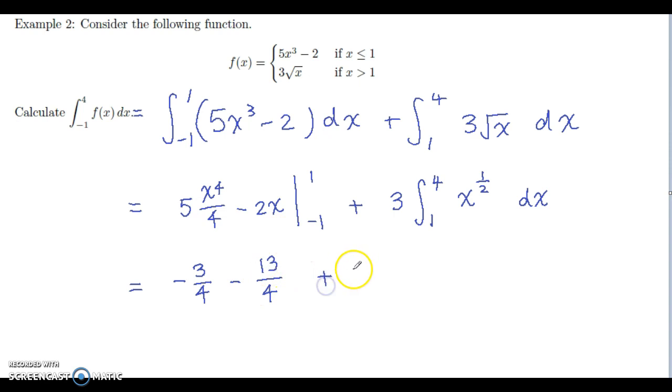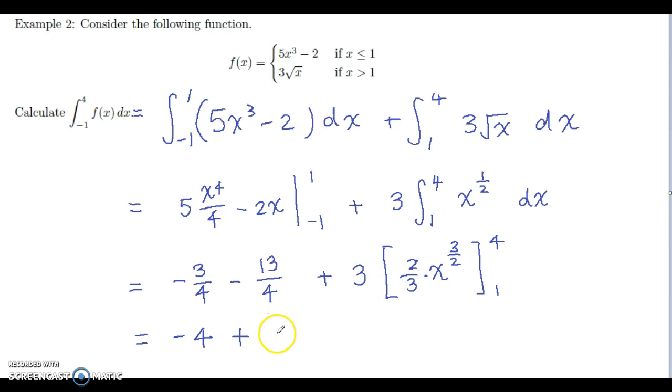The second part, you do 3 multiplied by the antiderivative. Okay, so the antiderivative of x to the 1/2 power is x to the 3 over 2 power multiplied by 2, the reciprocal, 2 over 3. And you evaluate from 4 and 1. And -3 over 4 minus 13 over 4 is -16 over 4. So just -4, plus 3 times 2/3 is 2.